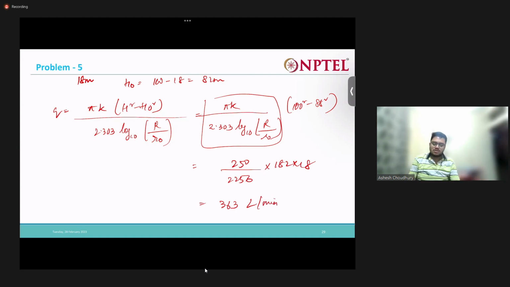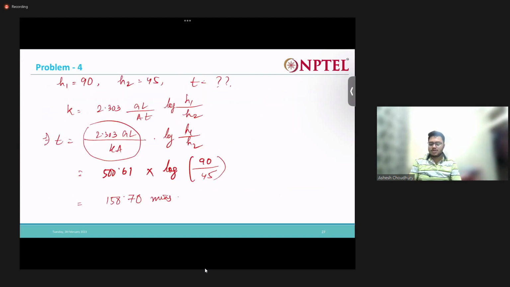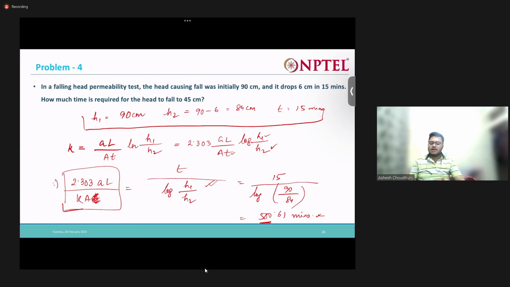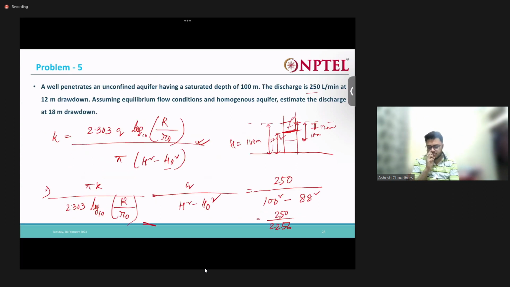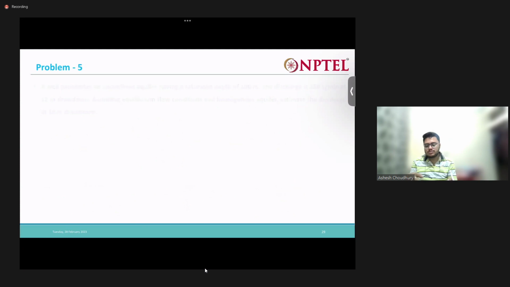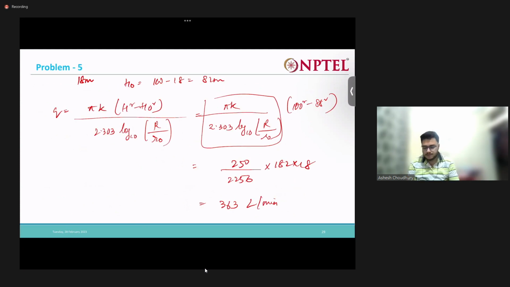So the problem is actually pretty similar. Problem number 4 and problem 5 are actually exactly the same, but the formulas that we are using are different because the situation is different. One was the case of a falling head test, another is the case of a pumping out test, but the concept is the same. Here also the unknowns we represented in terms of the knowns, and then we used it to find out the final answer.